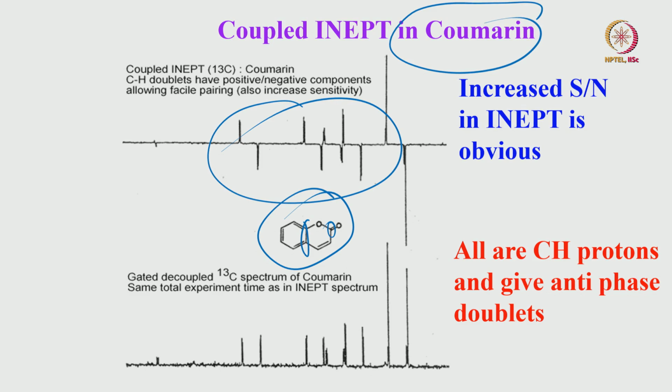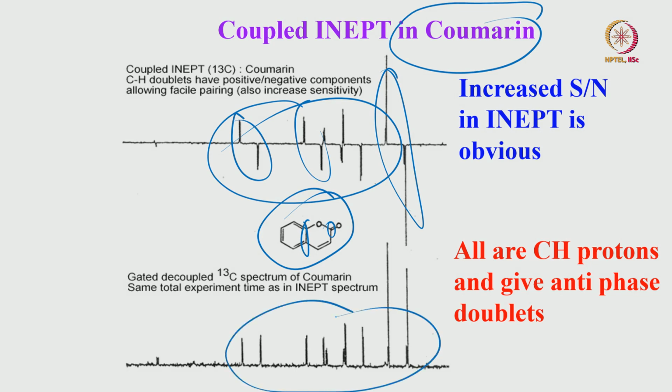Only when you want to decouple will this get nullified, as all the opposite negative and positive components get cancelled out. But that is not going to happen, because we are looking at the coupled INEPT. Same thing if you do the gated decoupling, where it is coupled but you still get a gain in intensity because of the gated decoupling. Look at this one. This is the comparison of intensity ratio.